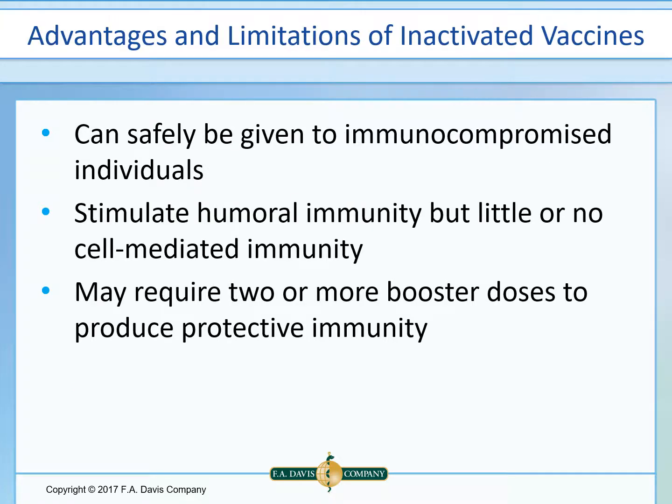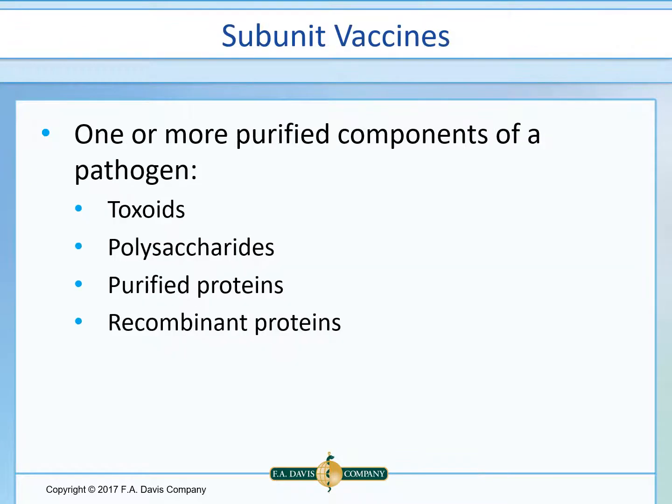A major advantage of inactivated vaccines is that they can safely be given to immunocompromised people because the organism has been killed and it cannot replicate in the host. However, this property makes it necessary to provide a larger amount of antigen in order to stimulate an effective immune response, and it may require 2 or more booster doses administered over time to produce protective immunity. Because inactivated organisms do not infect host cells, these vaccines predominantly induce a humoral immune response with little or no cell-mediated immunity. The last conventional vaccine is the subunit vaccine.